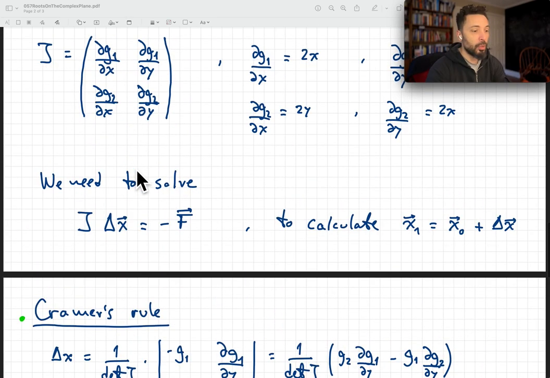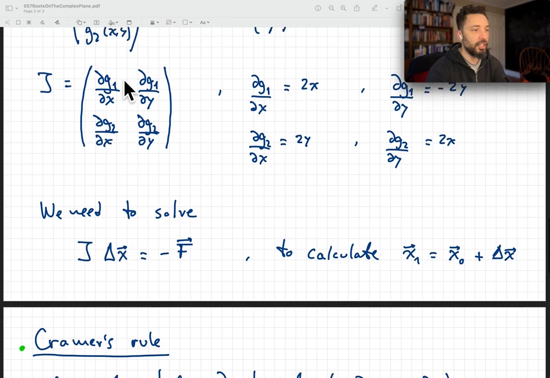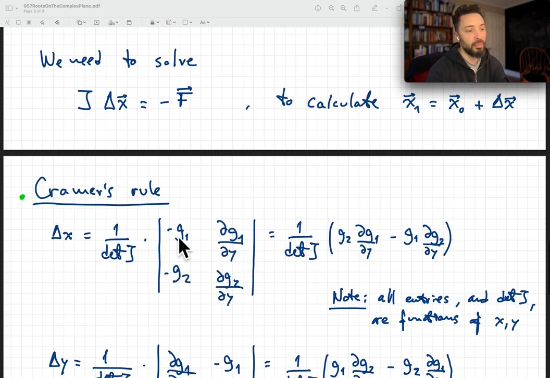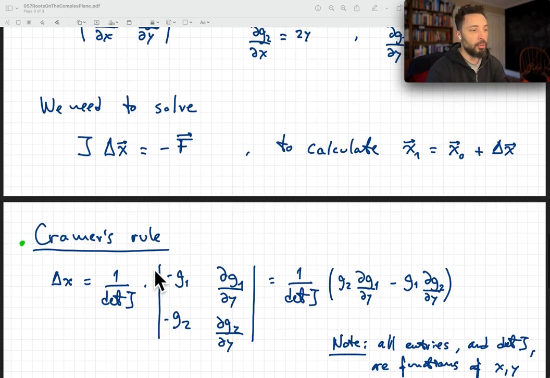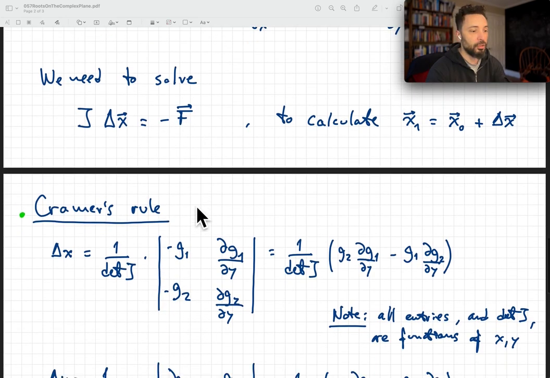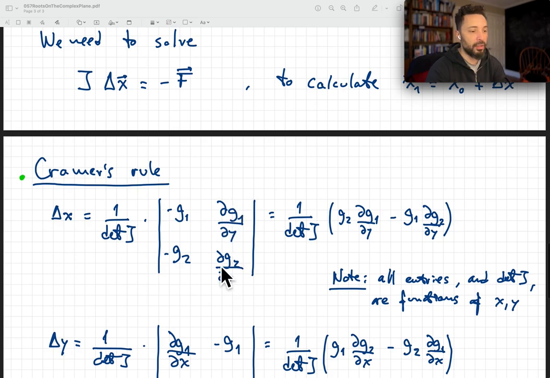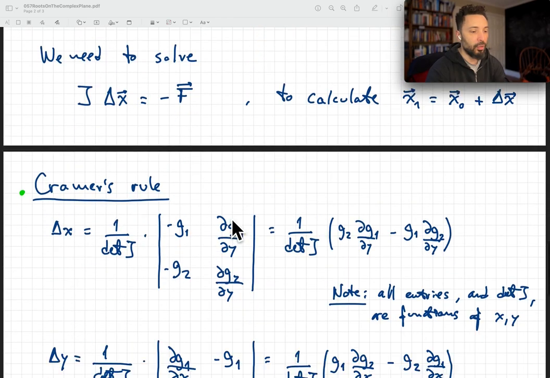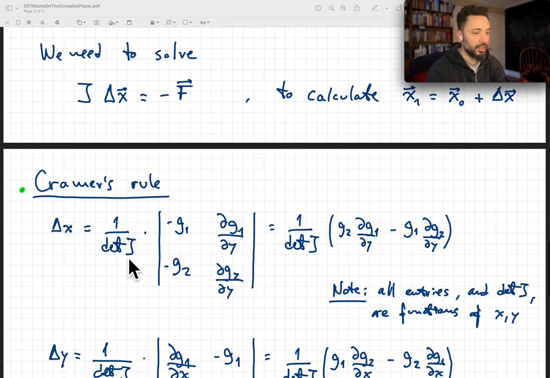And then we need to go into this matrix J and replace the first column by the right hand side. Our right hand side is minus g1, minus g2. Remember, our right hand side is minus f, and so we replace that, and we leave the other column intact. So dg1/dy, dg2/dy, which is what we have here. And so we calculate this determinant, we divide by the other determinant, this is the result, and that will give you delta x.